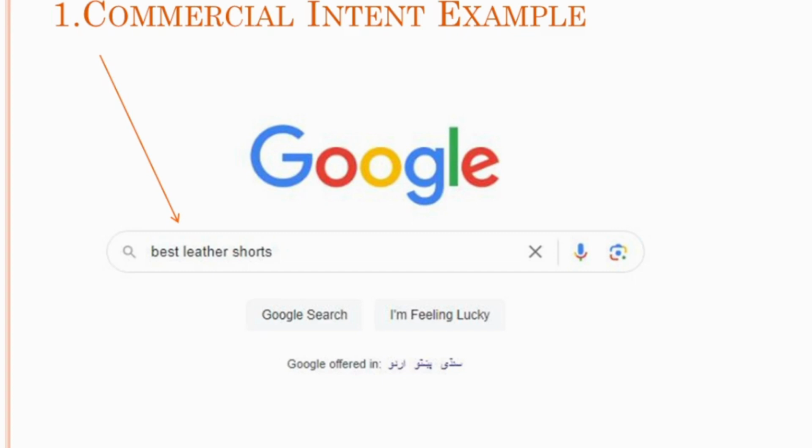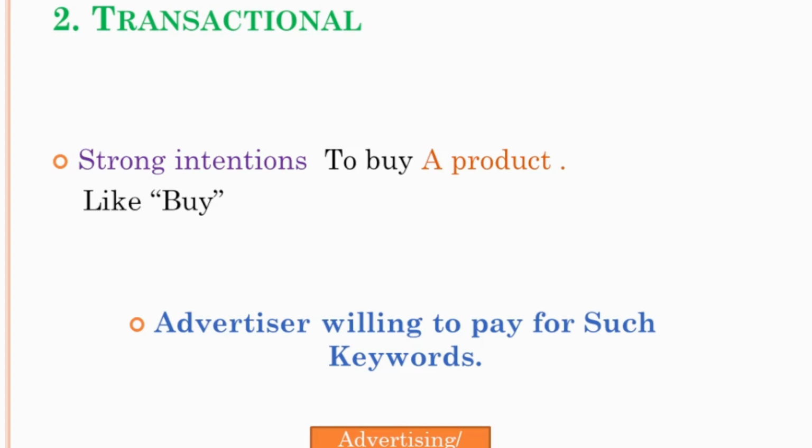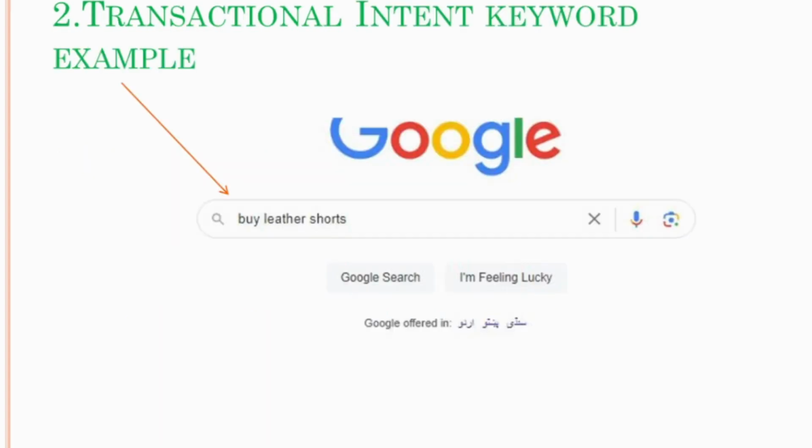So next we will discuss transactional keywords. Transactional keywords are keyword intents where the user intent is very strong and he wants to buy a product. So he will use the word "buy" in his research, and on this keyword advertisers are also willing to pay. For example, so that is the example of a transactional keyword.